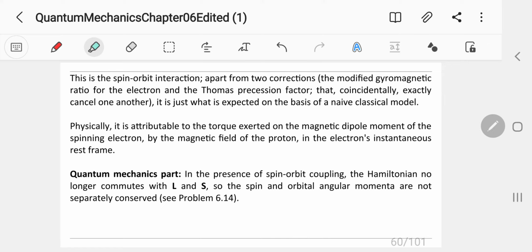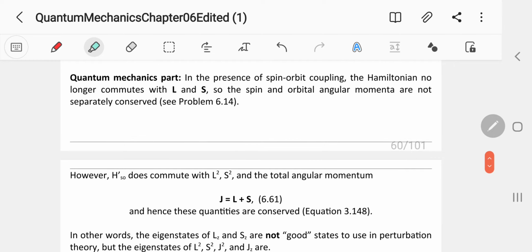So as I've said, this is the spin-orbit interaction. Apart from the two corrections, the modified gyromagnetic ratio of the electron and the Thomas precession factor, incidentally, they cancel each other. And it is attributable to the torque exerted on the magnetic dipole moment of the spinning electron by the magnetic field of a proton in the electron's instantaneous rest frame. So we'll now go to the quantum mechanics part of the analysis.